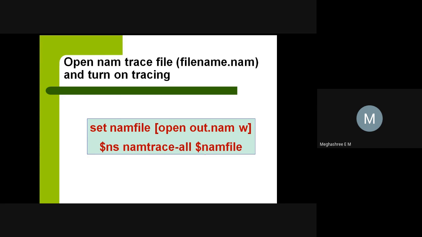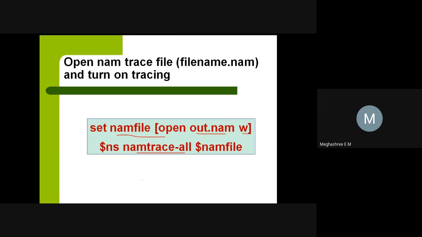Next is open the NAM file. Like before, it's the same as the trace file. Set NAM file, that means the pointer to the file out.nam, and open it in write mode with the help of NAM trace all. That means the function used to trace what happens in the network into the NAM file.